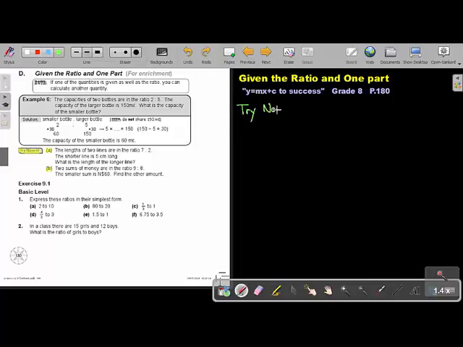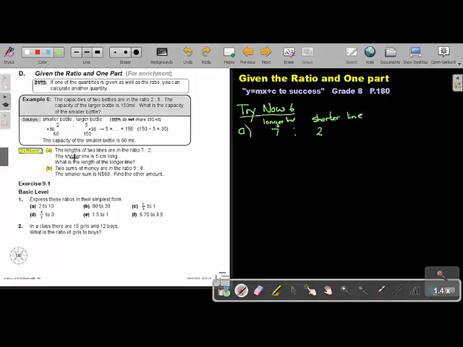Try now 6. Let's start with number A. The lengths of two lines are in the ratio 7 to 2. The shorter line is 5 centimeters long. What is the length of the longer line? Okay, what is the ratio? 7 to 2. So this will be the longer line and this will be the shorter line.